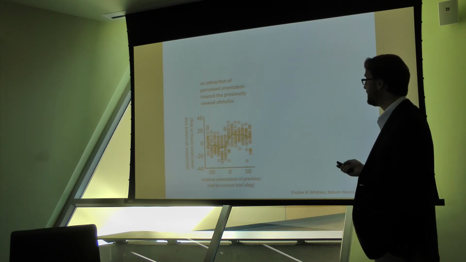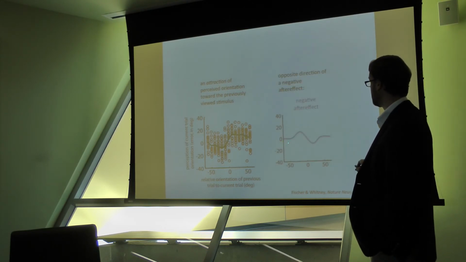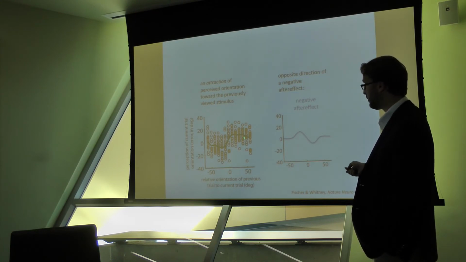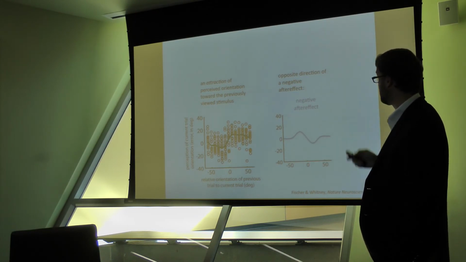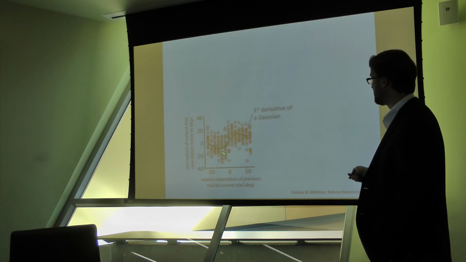So it's an attractive effect. This is not a negative after effect. It's not the tilt after effect. A tilt after effect, a negative after effect, would produce this shape, which is exactly opposite of what we find. So it's not a negative after effect. In fact, it's a positive after effect, if anything. And we can characterize this by simply fitting a derivative Gaussian to try to characterize the amplitude of this effect.